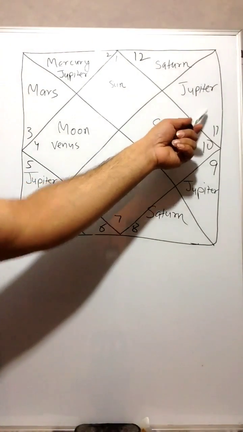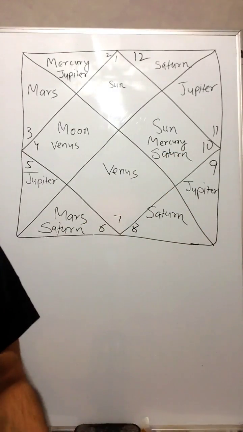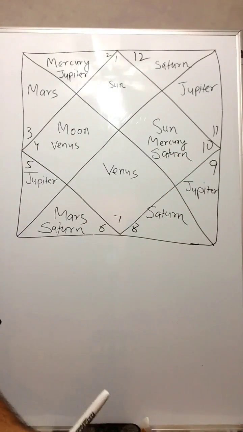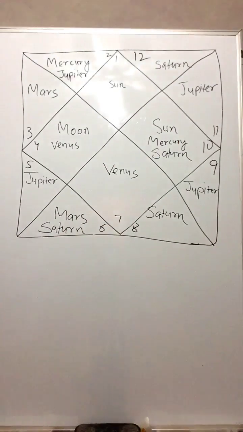11th house, Jupiter. Jupiter is again expansion. 11th house is the profits. Jupiter tends to increase your profits. If it has a good placement, more profits. Not good placement, no good profits.